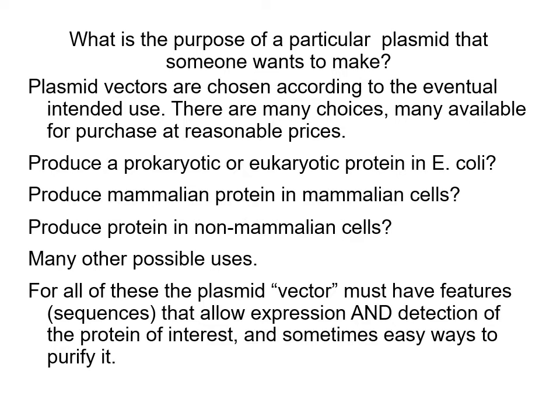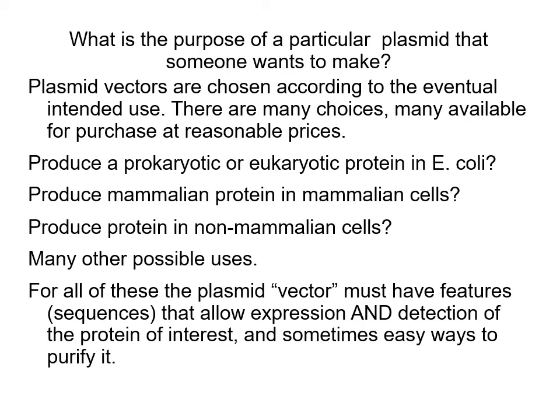Okay, so we're going to get to the meat of the matter here. What is the purpose of making a particular plasmid? And how would you choose a vector which is going to help you with that purpose? There are many different choices, but we're just going to focus on the idea of producing a protein today. You want to produce a prokaryotic or eukaryotic protein in E. coli, in which case you're just sticking with E. coli. You might, however, want to produce a mammalian protein in mammalian cells.